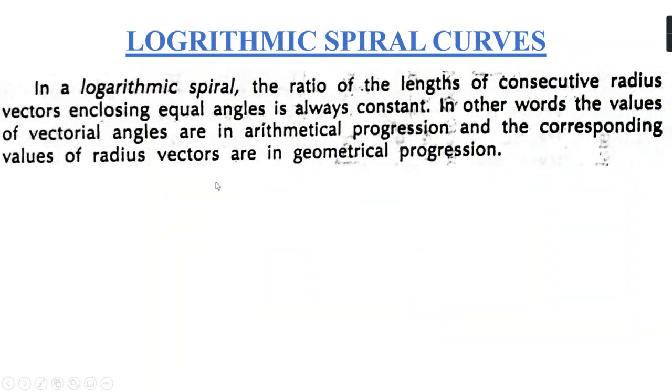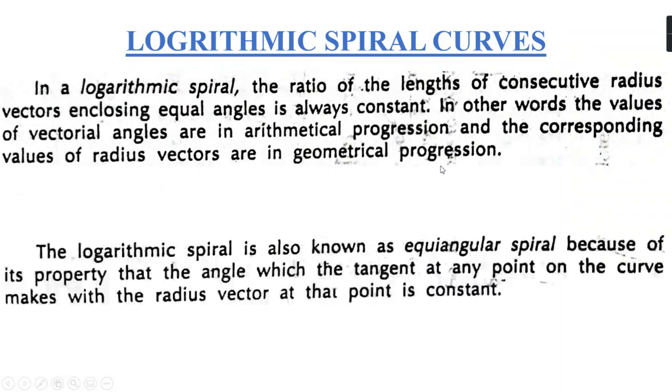In other words, the values of the vectorial angles are in arithmetic progression, and the corresponding values of the radius vector are in geometric progression. The logarithmic spiral is also known as an equiangular spiral because of its property that the angle which the tangent at any point on the curve makes with the radius vector at that point is constant.